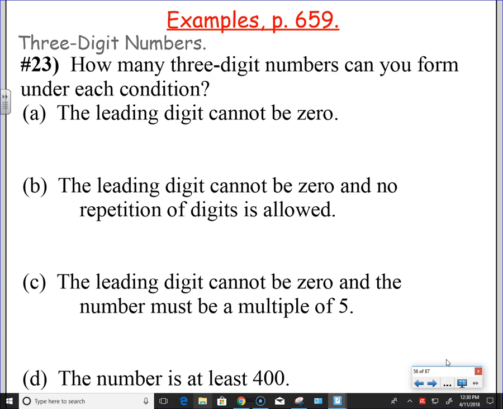Question. How many blanks am I going to put for this whole scenario? For each one, because they're all a little bit different. Good. So go ahead and make your 3 blanks for the first one. We're making 3-digit numbers.